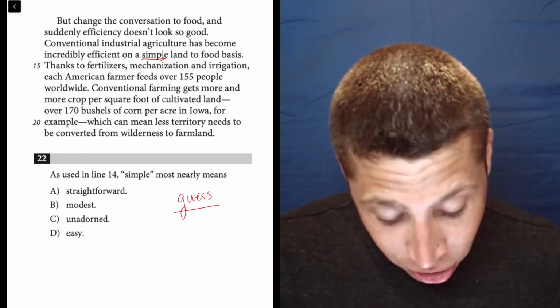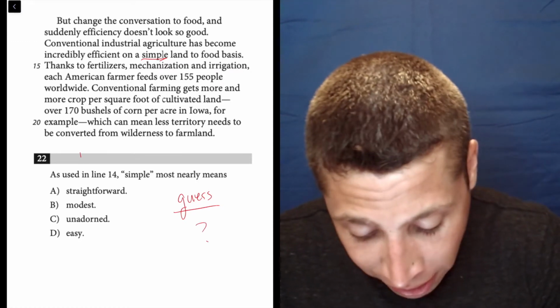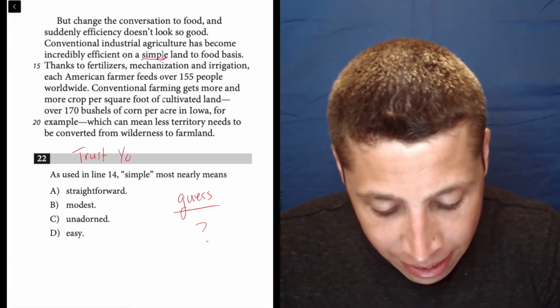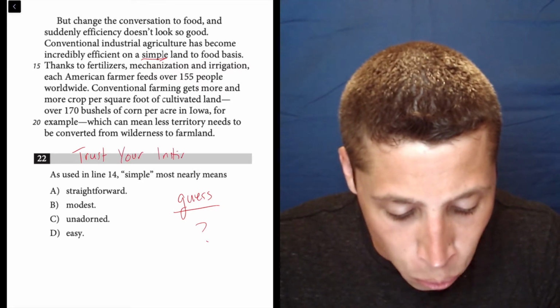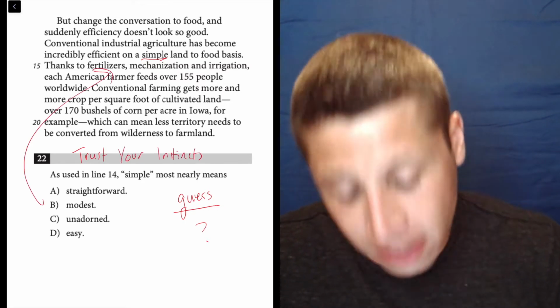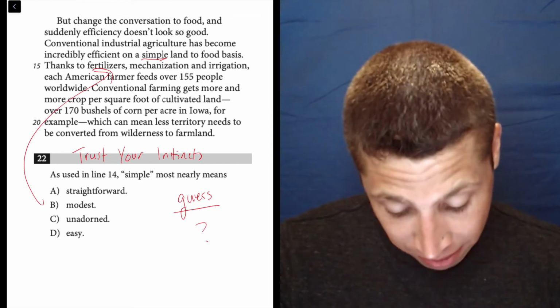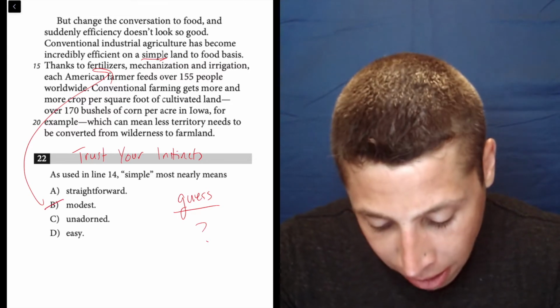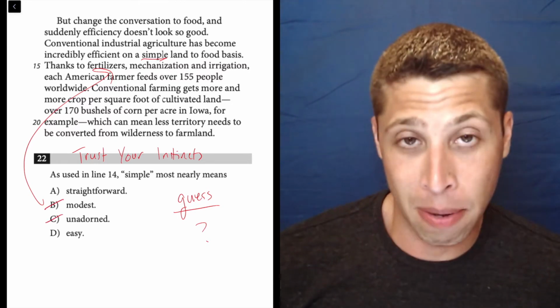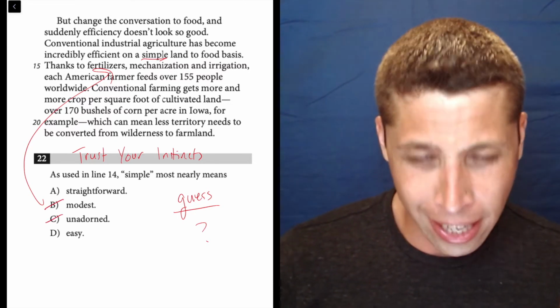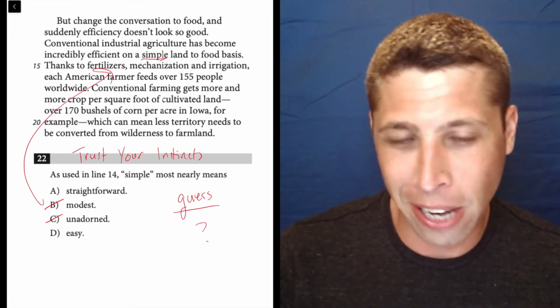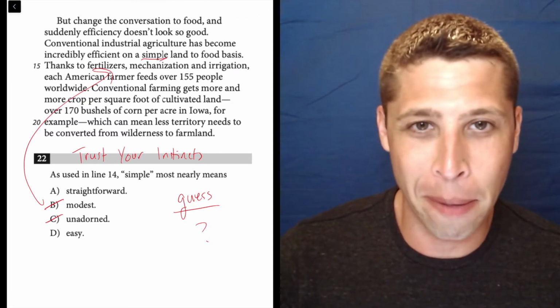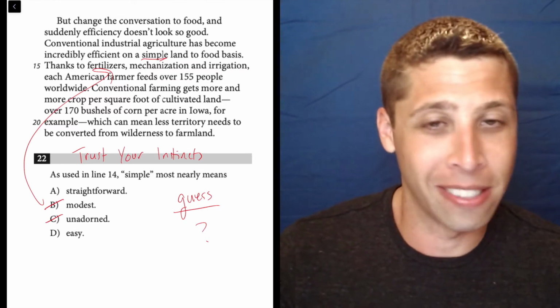However, we can just trust our instincts instead and see, if we plugged these words back into the sentence, would one of them make more sense? So first of all, certain ones make no sense at all. Modest and unadorned. A person can be modest. We're talking about agriculture and how things are grown. There's no modesty about corn or anything like that. Something is just not right there.